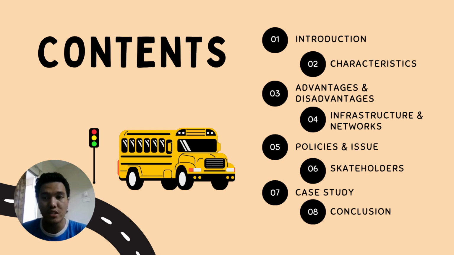To guide you through this presentation, here are our subtopics. First, we will begin with an introduction to road transportation, followed by its key characteristics, its advantages and disadvantages, and a look at Malaysia's primary infrastructure and networks. We will then discuss current policy and issues, analyze the core stakeholders, review a local case study, and wrap up with a final conclusion.